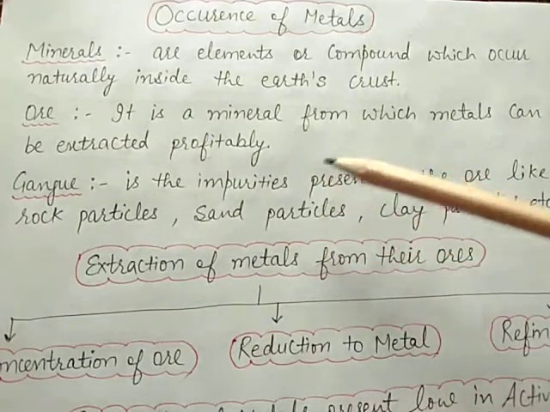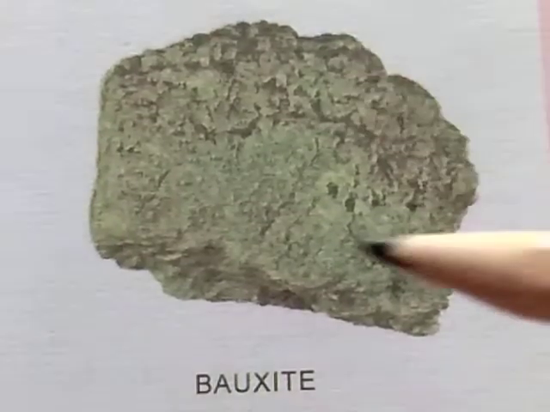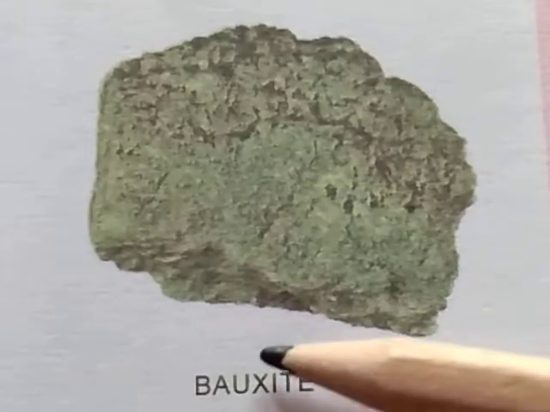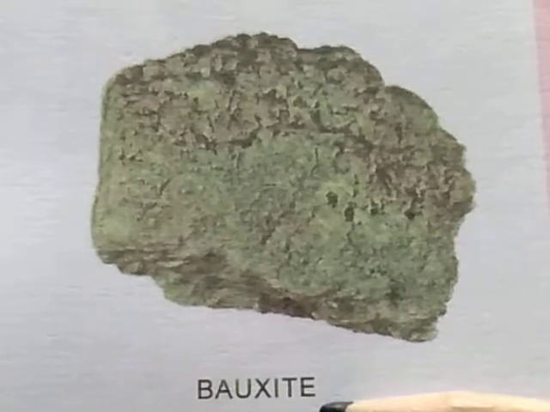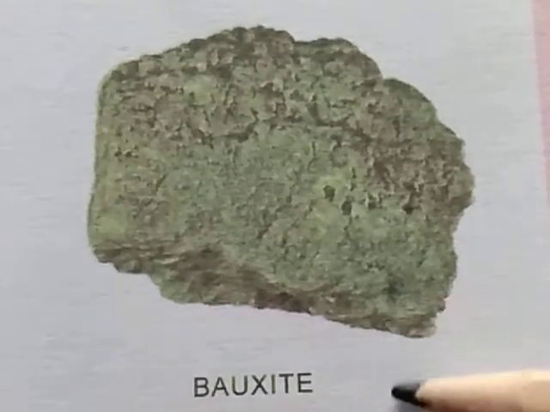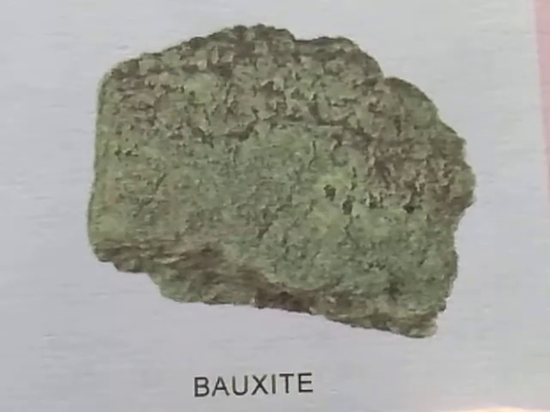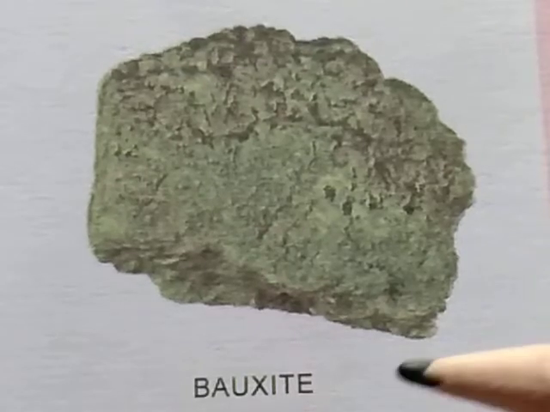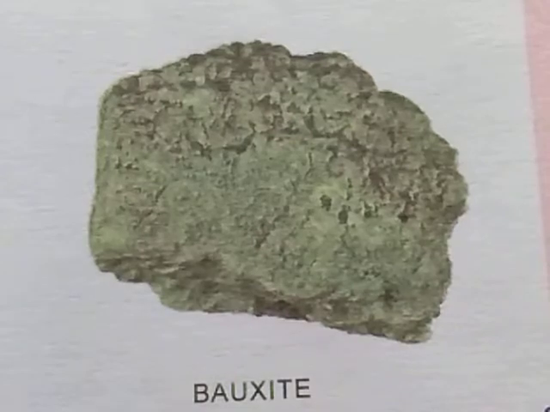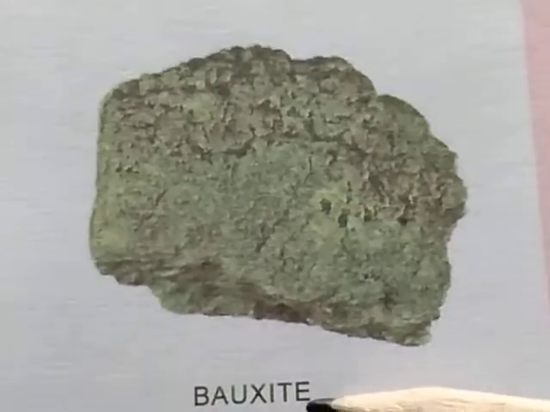Ores like this is the ore of aluminium. Its name is bauxite. Formula is Al2O3·2H2O. This is the bauxite ore from which aluminium metal can be extracted very easily with the help of this ore.